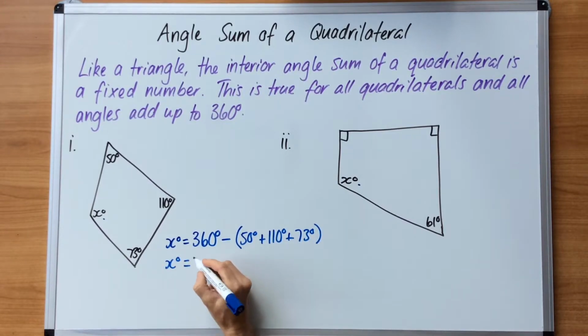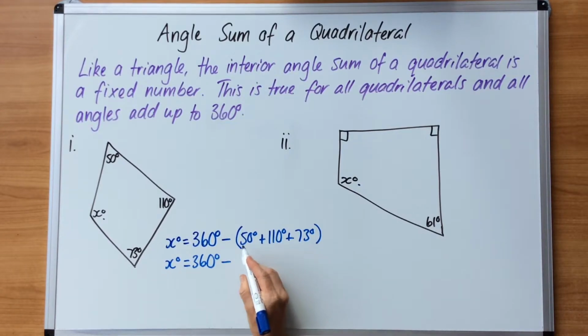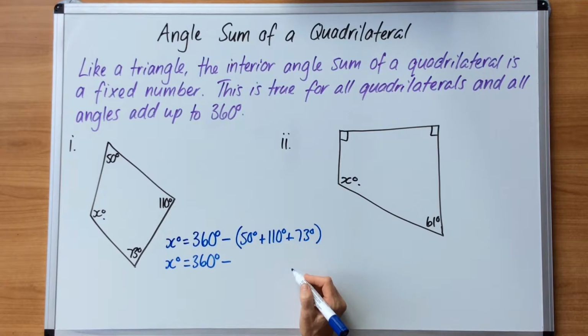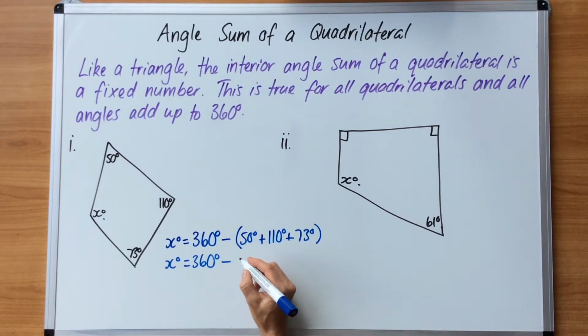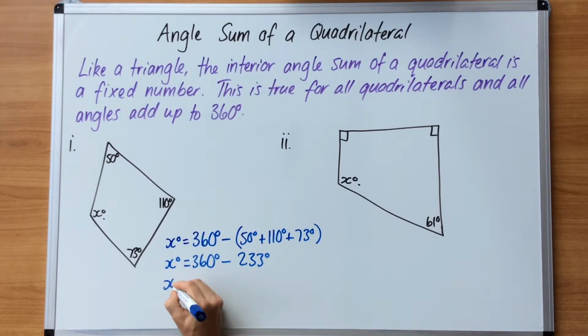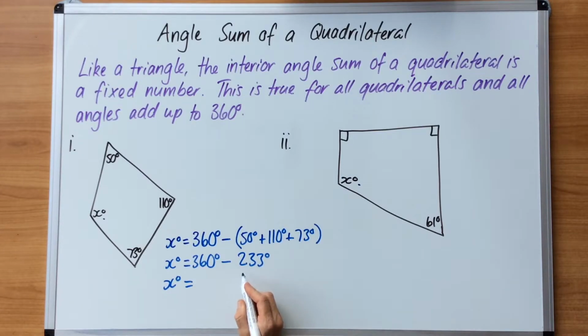Working down the page, we leave the 360 and we work these brackets because it's order of operation, so brackets come first. And if we add all of that up, we get 233 degrees. And now finally, the last calculation is 360 degrees minus 233 degrees, which is 127 degrees.